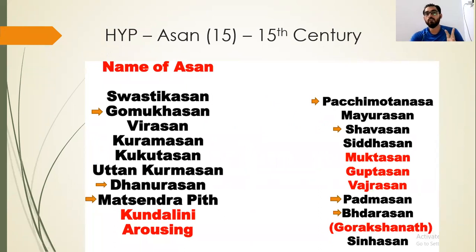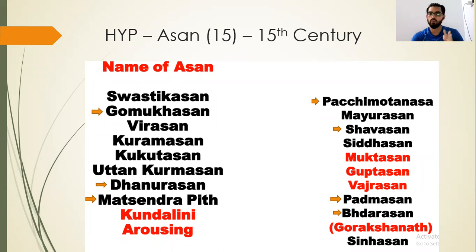Hatha Yoga Pradipika says 15 asanas. Remember, you don't need to remember the names of the asanas, but you should remember which asanas are there. Out of which, in your syllabus, Paschimottanasana is there, Savasana is there, Padmasana is there, Bhadrasana is there, Dhanurasana is there, Machendrasana, I need to check. Gomukhasana is there. So these are the asanas.